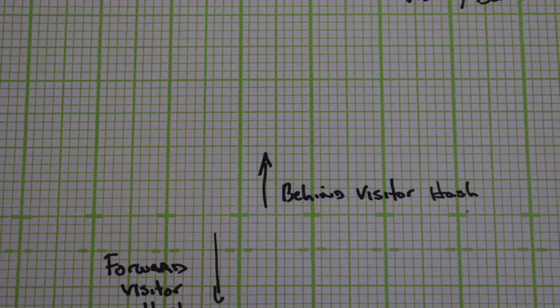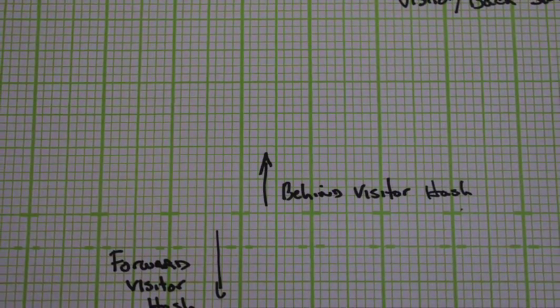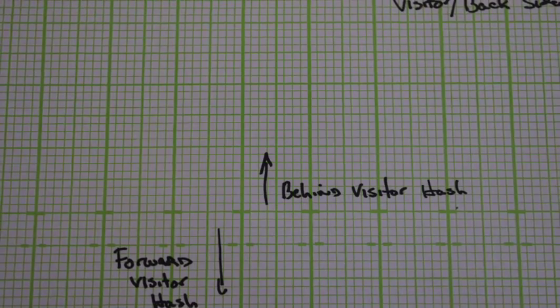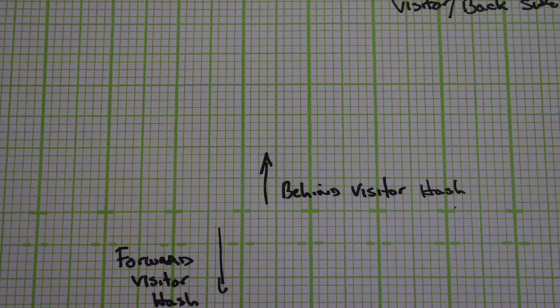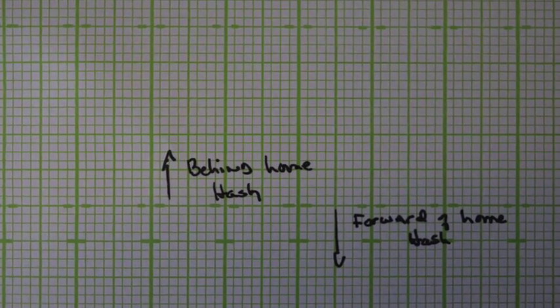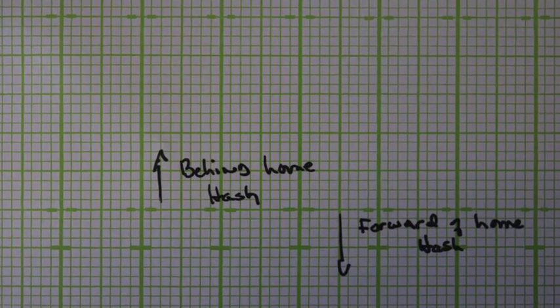Forward of a hash mark indicates that you are moving towards the drum majors or the pit from a hash mark. Back of a hash mark means to move behind the hash mark or towards the back of the field.